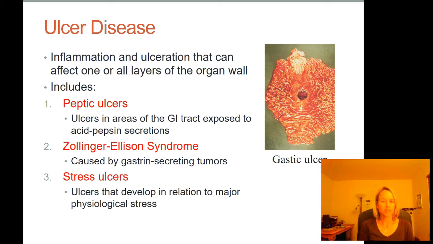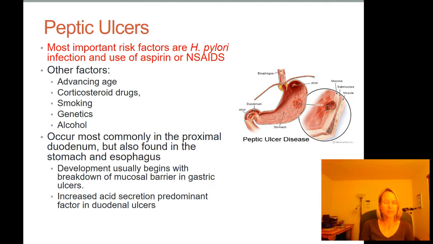And gastrin, if you remember, is the hormone that causes secretion of hydrochloric acid from the gastric mucosa. And then we have stress ulcers, and these are ulcers that develop in relation to major physiological stress. This is not the stress of being a student, but rather some major trauma or other type of physiological stress.